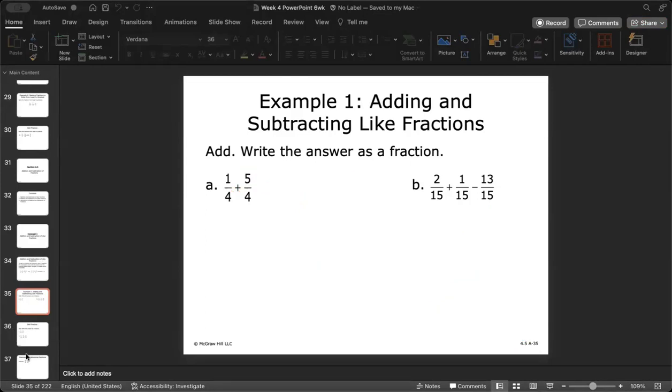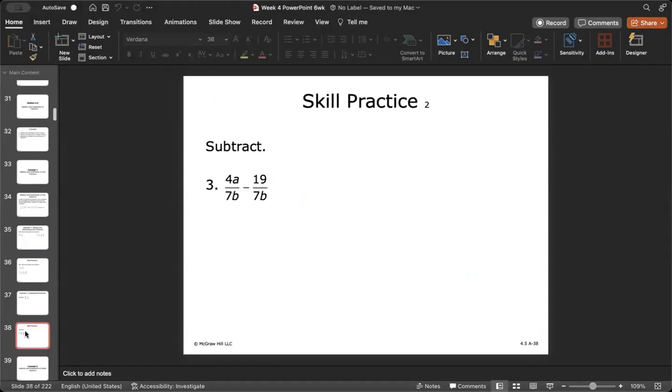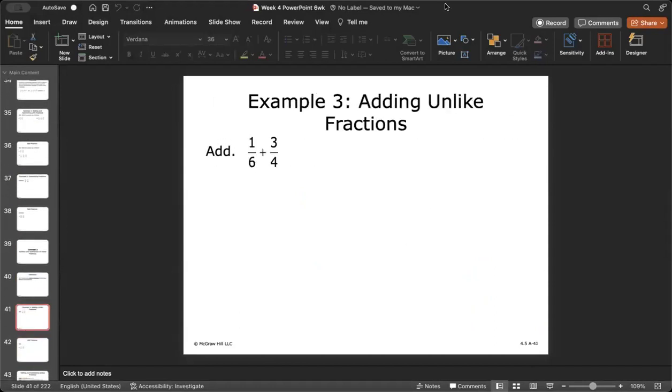So now what we want to see though is unlike denominators. That's what we want to do. So here we have denominators that are not the same. So what we want to do is we want to find the common denominator for both. Now, you can use the LCM, the least common multiple.